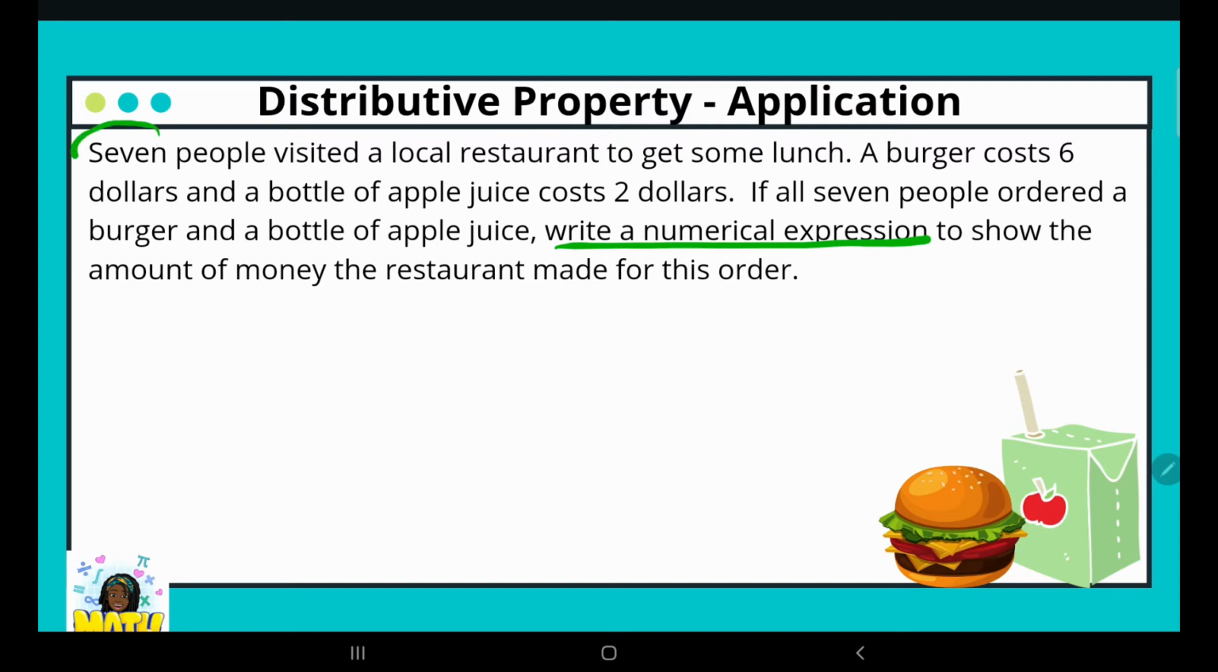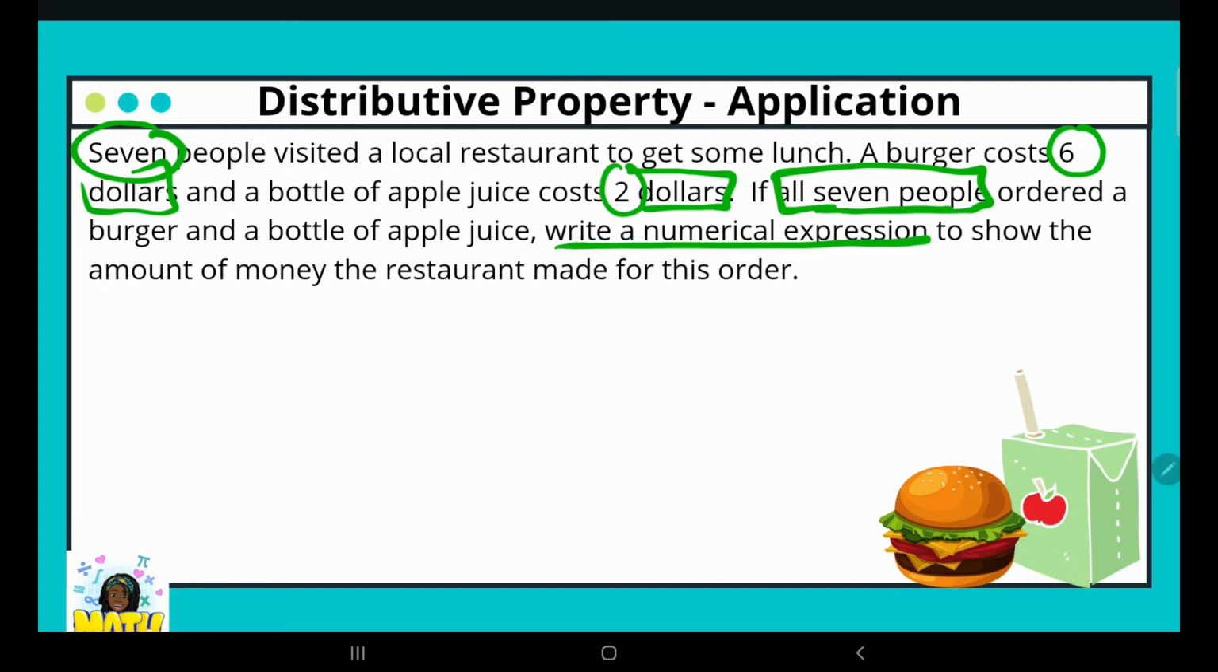So 7 people visited a local restaurant to get some lunch. A burger costs $6 and a bottle of apple juice costs $2. If all 7 people, so this is important that all of them, ordered a burger and a bottle of juice, write a numerical expression to show the amount of money the restaurant made for this order. So let's go ahead and set this up.